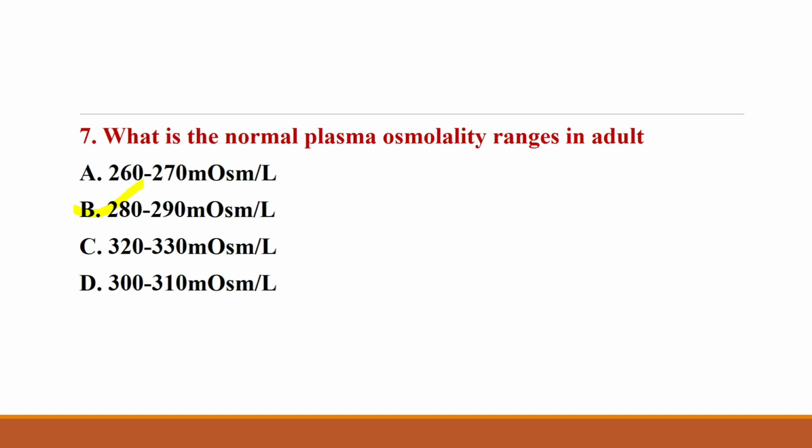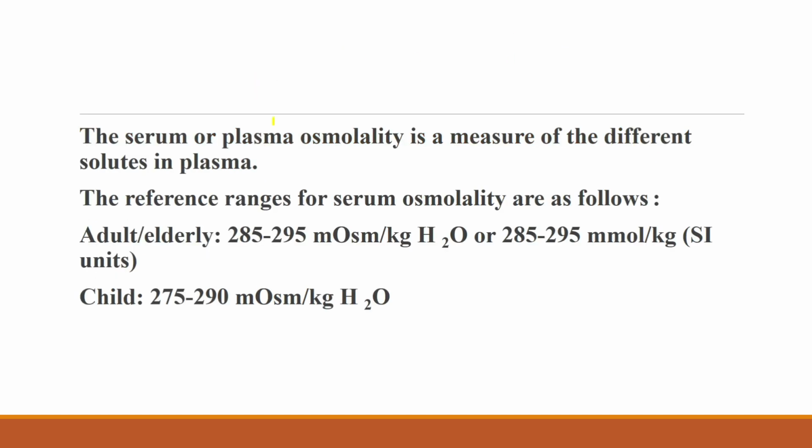What is plasma osmolality? The serum or plasma osmolality is a measure of the different solutes in plasma. The reference ranges for serum osmolality are as follows. For adults, it is 285 to 295 milliosmoles per kg H2O, or 285 to 295 millimoles per kg. And for children, it is 275 to 290 milliosmoles per kg water.